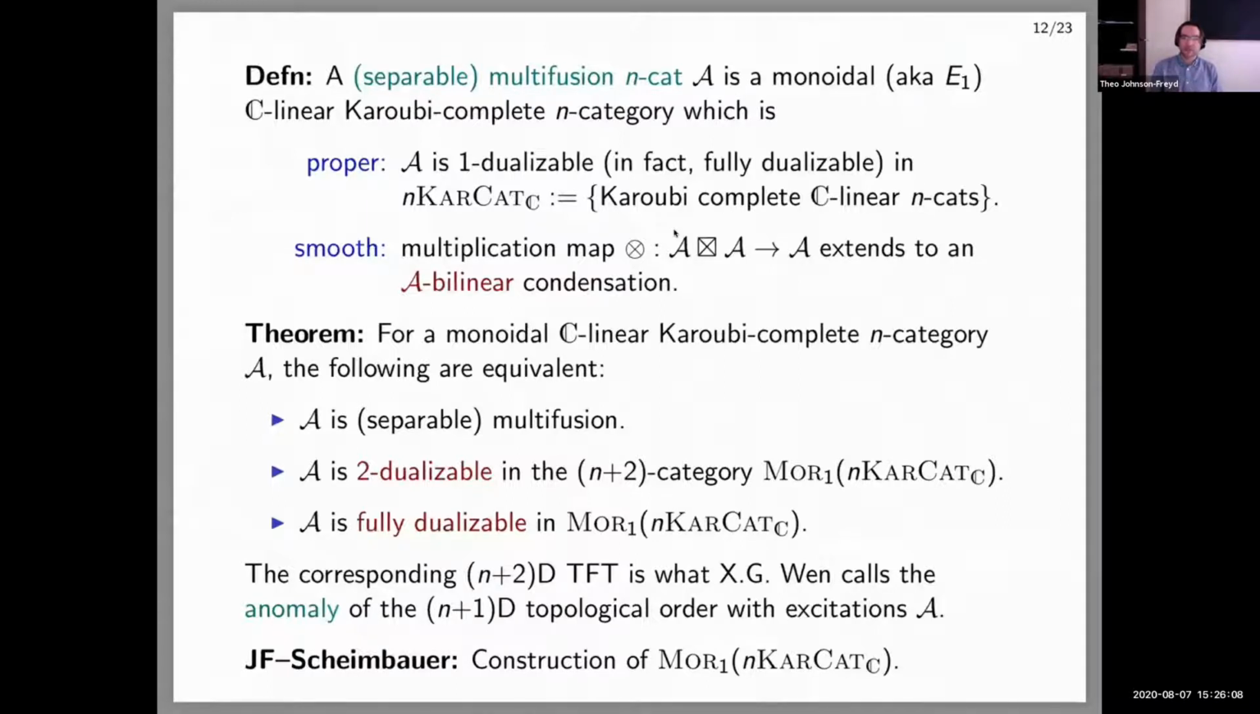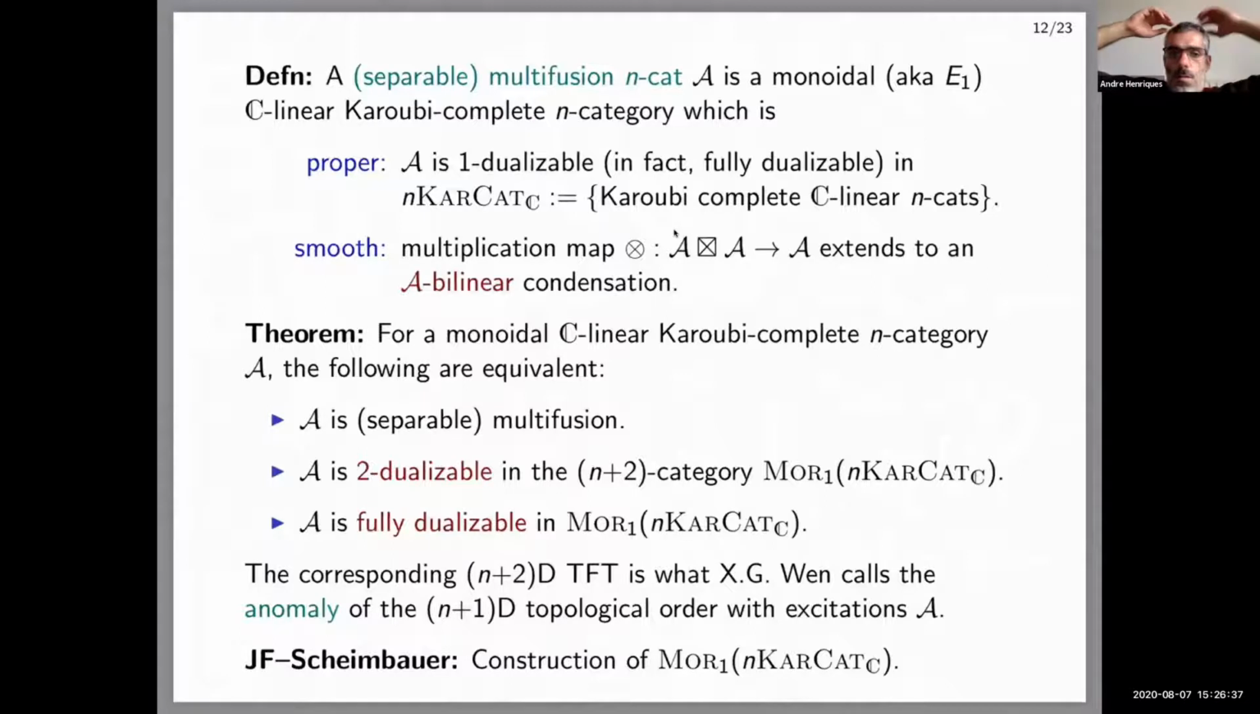So that's like a version of Tillman's statement that one dualizable implies two dualizable. And then the other axiom I want is that it be smooth, meaning that the multiplication map is not just an A bilinear map, but actually extends to an A bilinear condensation. So I'm defining a multifusion n category as a smooth and proper monoidal Karoubi complete linear category.